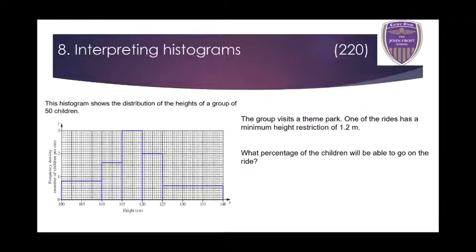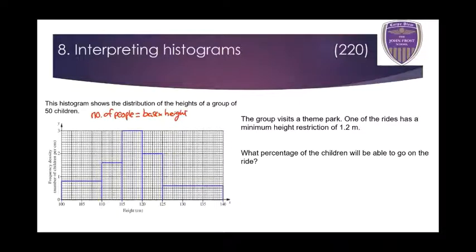Now remember, with histograms, the number of people, or the number of things, in this case we're talking about people, is equal to the base times the height of the bars in the histogram, okay? But the most important part is you need to make sure you're reading the scales properly, because if you assumed all of these were 1s, 2s, 10s or whatever, then you'd get it wrong. You need to actually read off the scales, okay? Read off the X and the Y axis. So the group visits a theme park. One of the rides has a minimum height restriction of 1.2 meters.